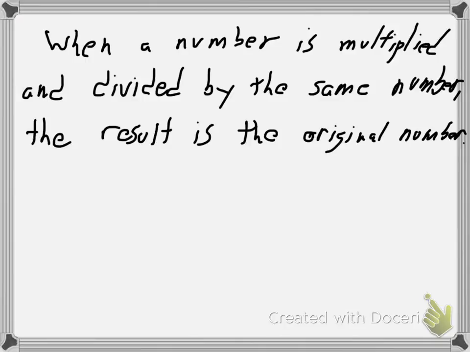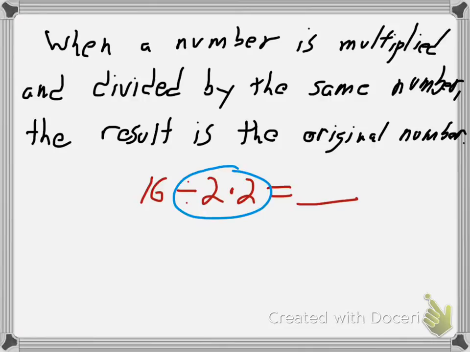if I take 16, okay? I end up dividing it by 2 and then multiplying by 2. What am I going to end up with? Well, if I multiply and divide, or divide and multiply in this case, by the same thing, divide by 2, multiply by 2, those two end up really canceling out. And we end up getting exactly what we started with, which in this case is 16.